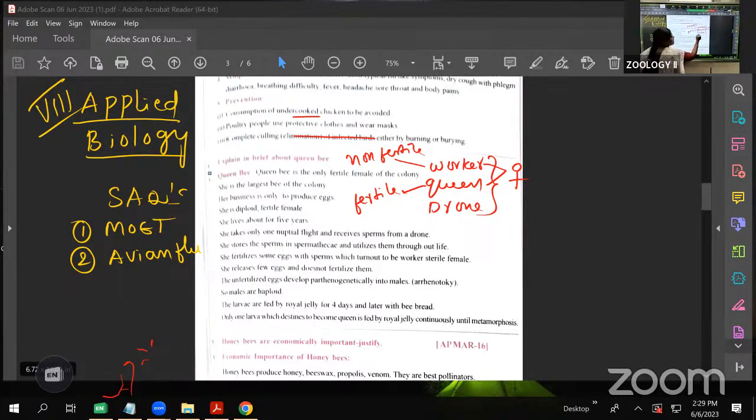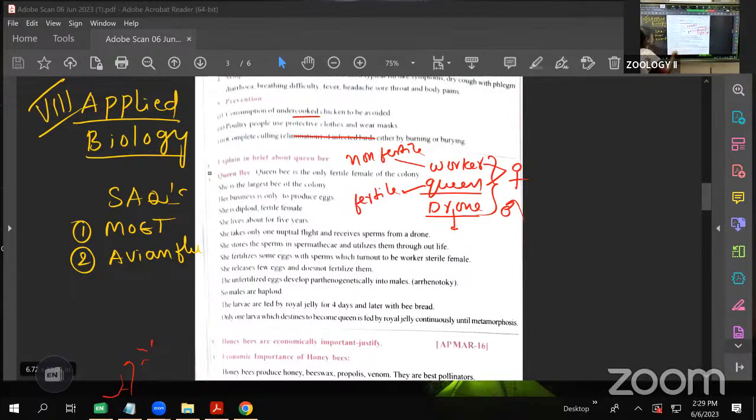Next, the drones are male insects. Their lifespan is short, less than 1 month. They arrive only for the purpose of transferring sperm, for the population. After that they die. Next, what about the queen? Now the topic is the queen.